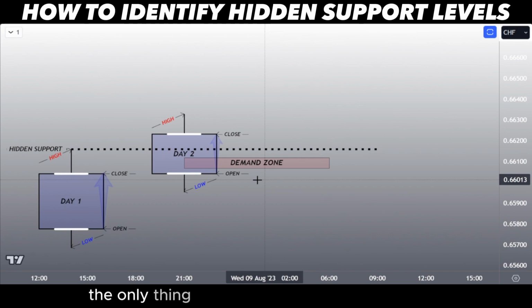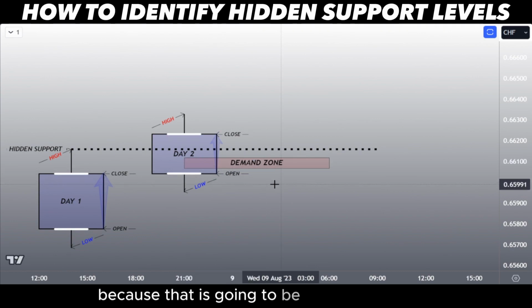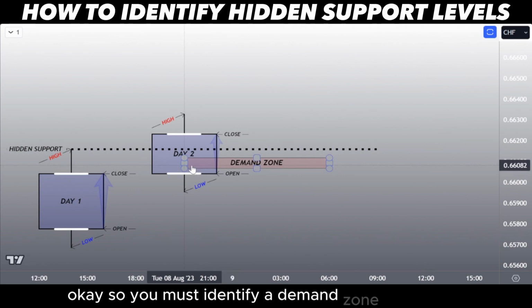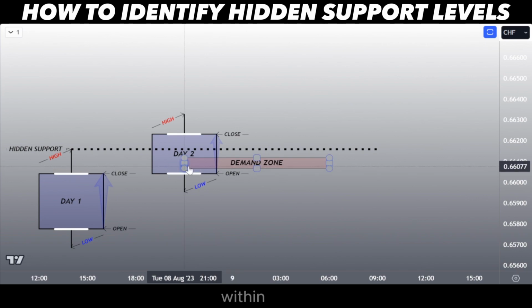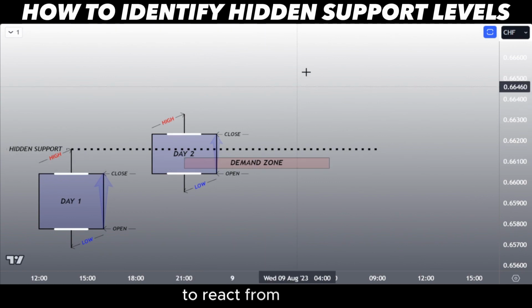The only thing that you need to identify in day 2, apart from the close of day 2, is the demand zone. This demand zone is crucial because that is going to be your springboard from where the price is going to move from after a liquidity grab. Okay, so you must identify a demand zone from day 2, within day 2. Draw it out into the future and wait for the price in day 3 to react from this level.